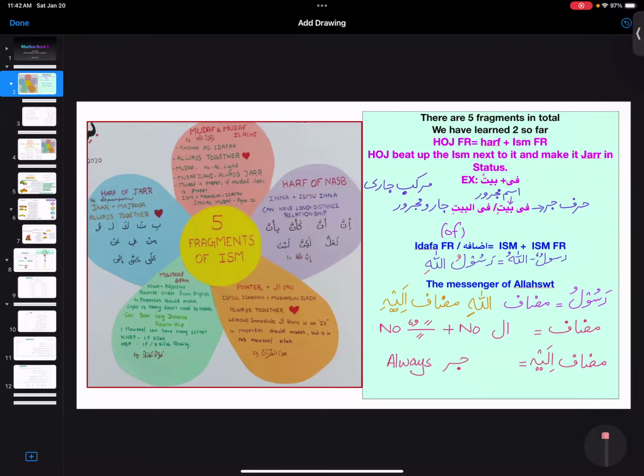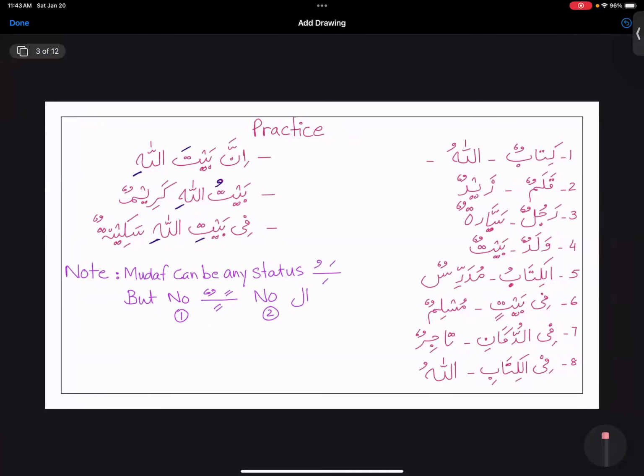So we remember that stuff, right? I think the sister who is new, we are revising, that is a gift from Allah subhanahu wa ta'ala that we are revising. I forgot that we already did idafa fragment. So this is a special gift towards you. For the mudaf, the two conditions are that it cannot take the mean and it cannot take al. What is the condition for mudaf ilayhi? Always jar in status. Simple and easy. If we remember that, we can easily spot our mudaf ilayhi.